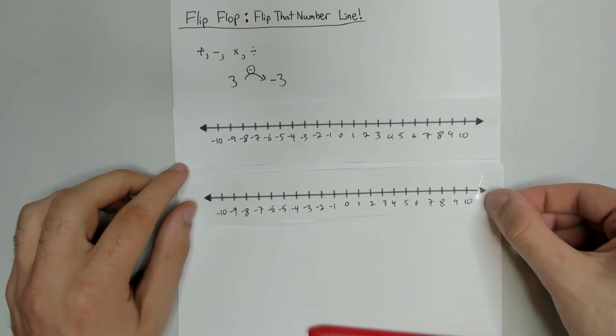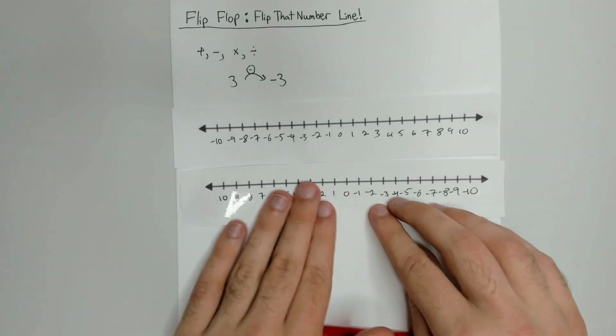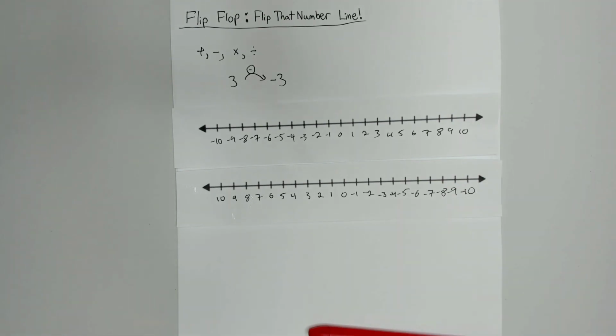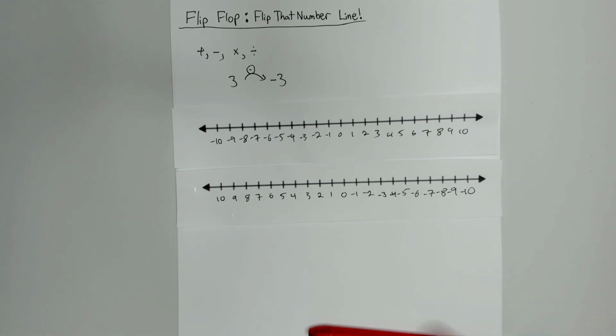So if I do that, what do I get? We see that all the negatives are now on the right and all the positives are now on the left. And we've essentially just taken this and we've flipped it, right? But let's see where things line up.